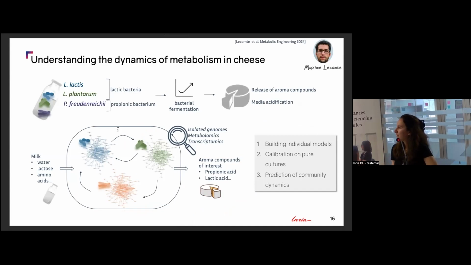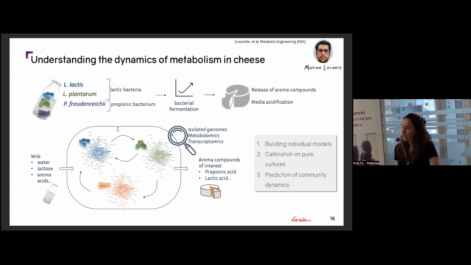It's very cliche, but for French people, we studied cheese. So starting from a community of 3 bacteria, we studied the production of aroma molecules in the cheese over a 7-week process. So we started with the description of milk as the environment. We had a metabolic network for each member. We had data: the genomes, metabolomics, transcriptomics, all this omics data. And we wanted to understand the mechanisms responsible for the production of aroma compounds.